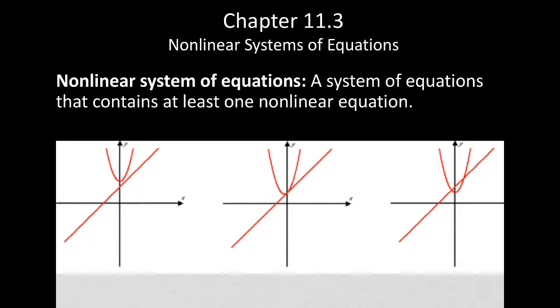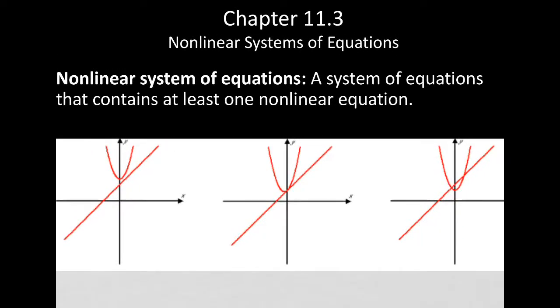So as I just said, a nonlinear system of equations means that at least one equation is nonlinear. In other words, at least one equation is not a straight line. And so here we have examples of a straight line. We've got a straight line on each of these graphs. And we have a parabola on each of these graphs.